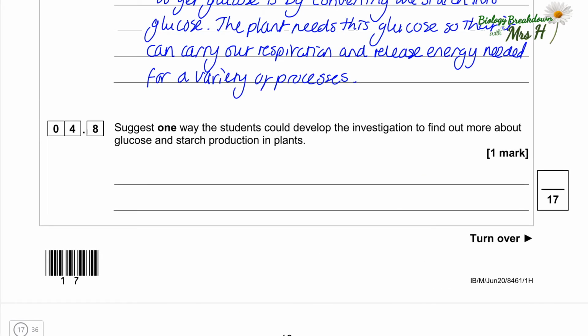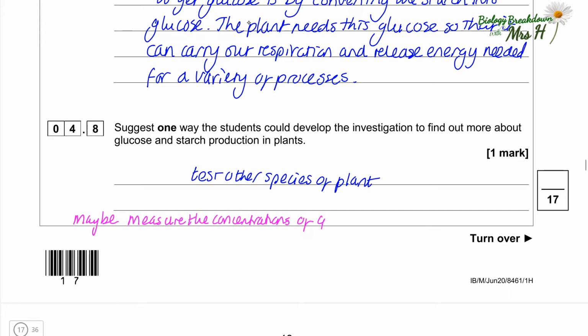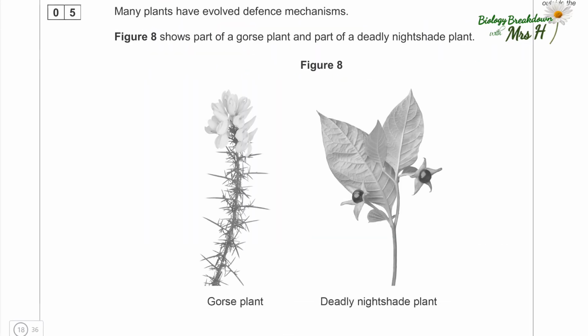Suggest one way the students could develop the investigation to find out more about glucose and starch production in plants. You could test other species of plant. Maybe you could measure the concentration of glucose and starch. Many plants have evolved defense mechanisms.